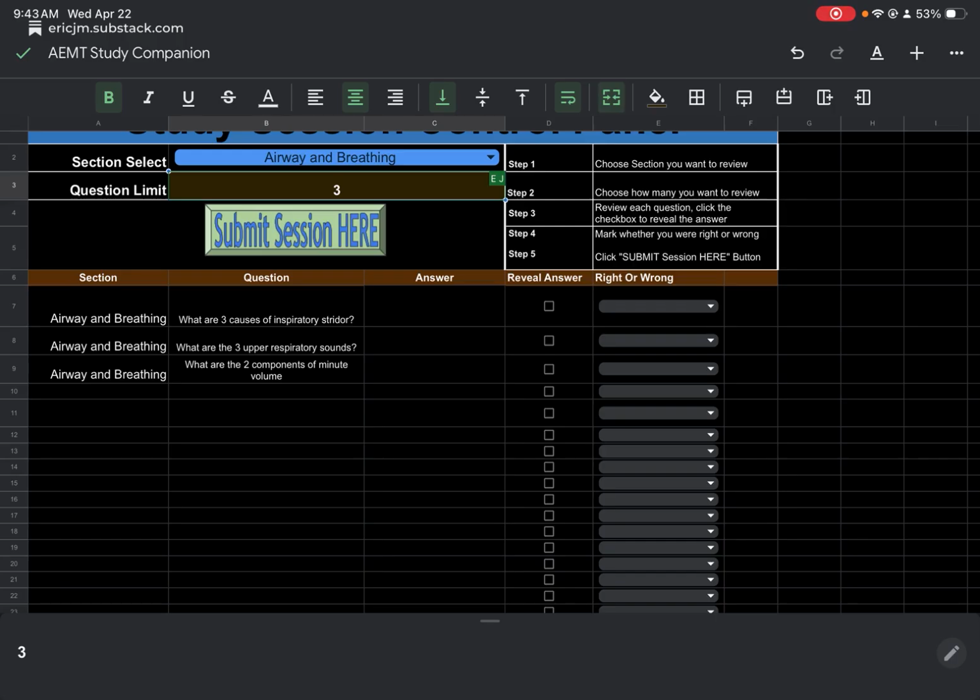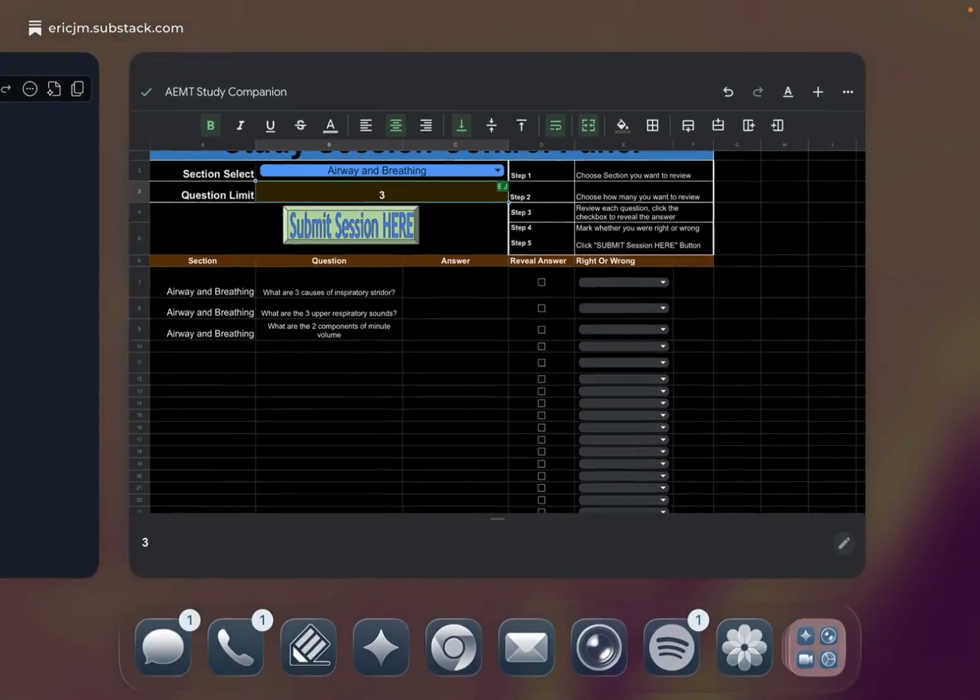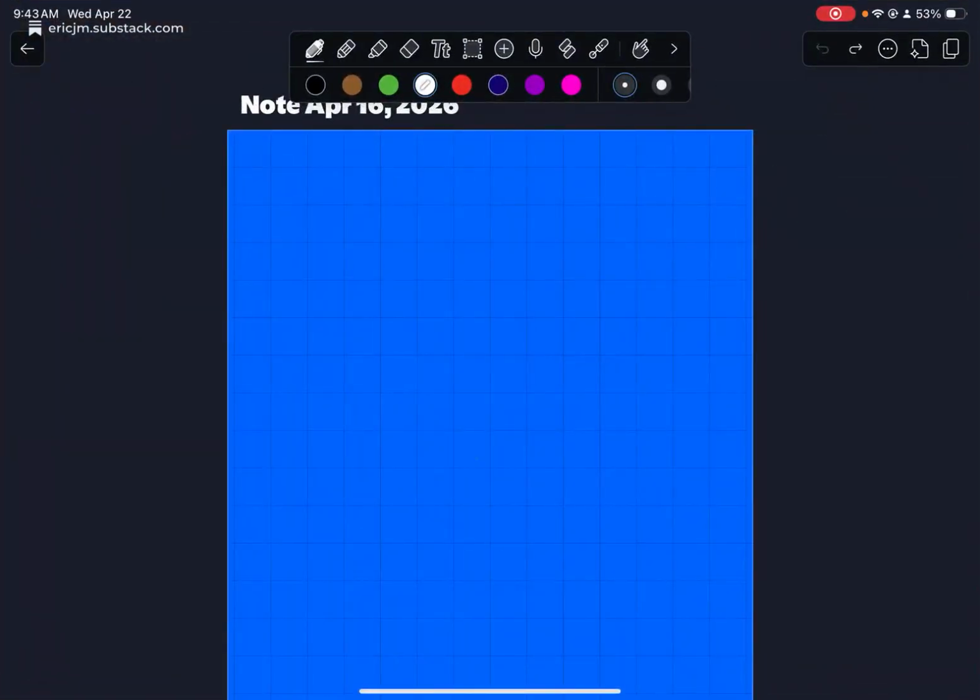We have our first question. What are 3 causes of inspiratory stridor? The idea is you don't really want to click reveal answer until you're ready. So you should know that answer. Like, what are the 3 causes of inspiratory stridor? Well, what is inspiratory stridor?